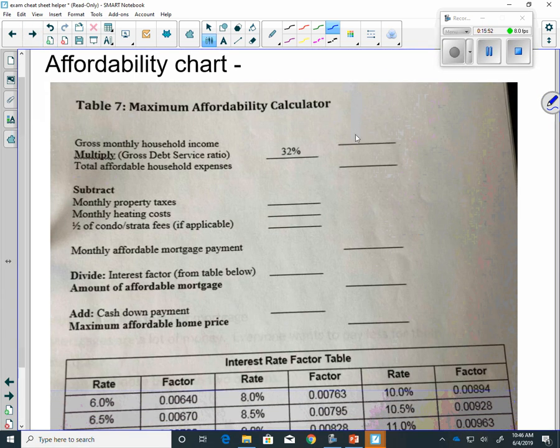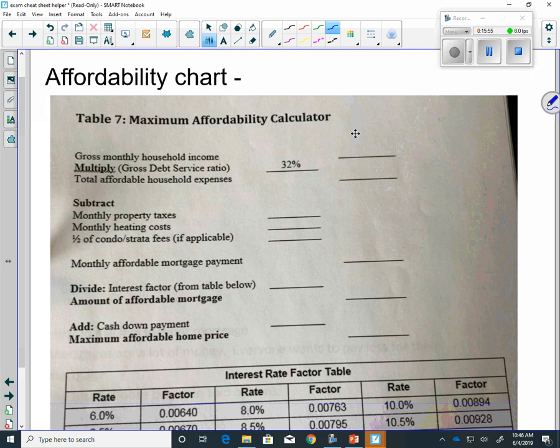Now, the affordability chart, we didn't spend a lot of time on this. We sort of glossed over this, so I'm not too worried, but you might want to have a look at this. You take the gross monthly income and multiply by 0.32. This is sort of the reverse of what we did. Subtract the monthly property taxes and so on. I'm not too worried about this, but it probably wouldn't hurt if you've covered everything else. Have a look at this.